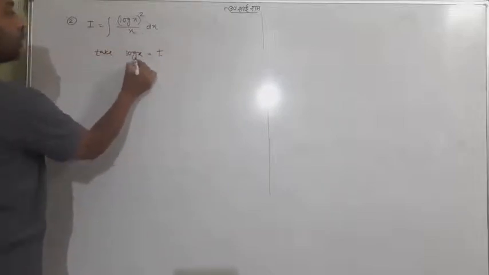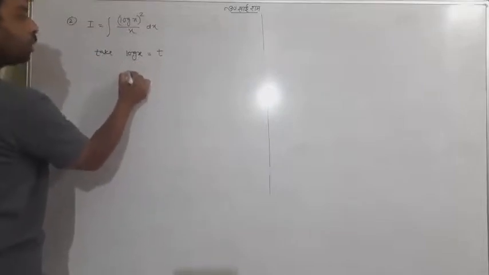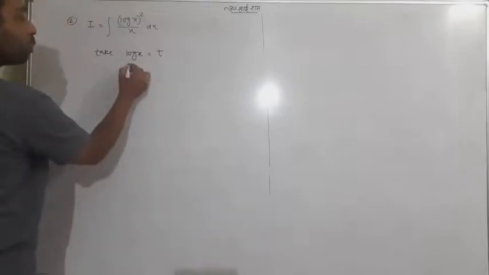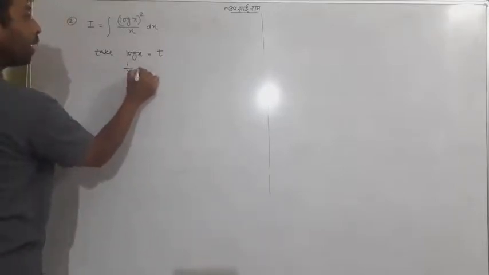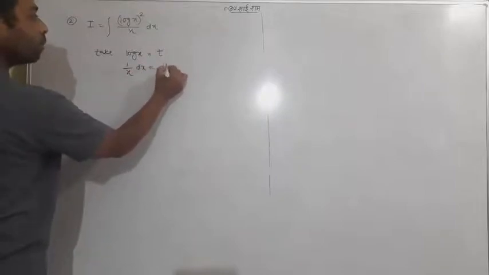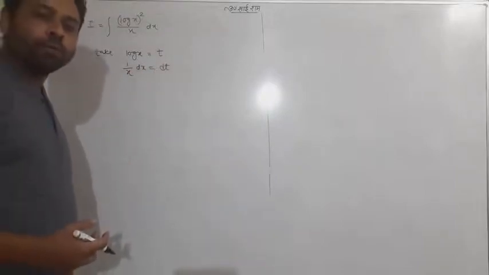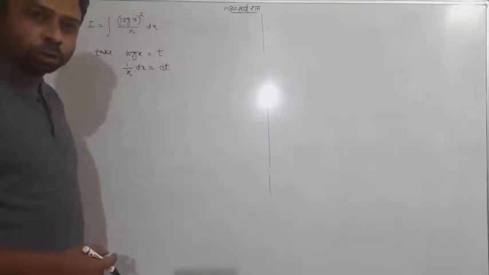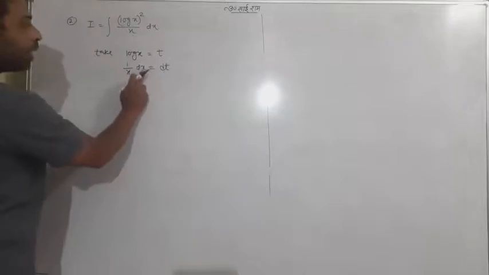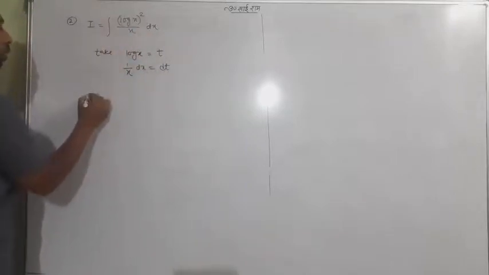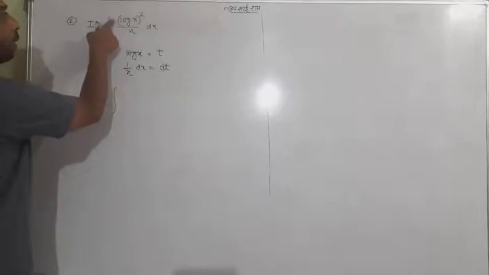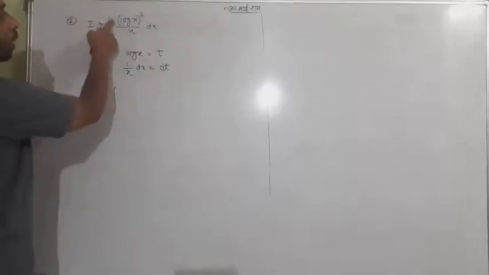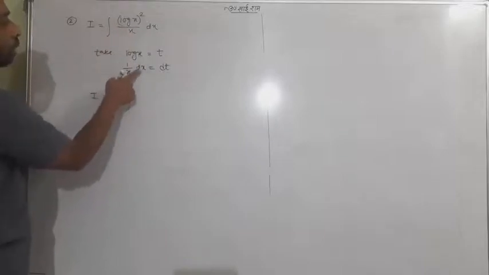Why? Because the differentiation of log x is 1 by x, and you know that we do differentiation with respect to x. In the short method, I write 1 by x dx is equal to dt. Please follow the previous videos if you have forgotten, and then you can understand what I taught you. Do differentiation, write dx equal to dt. Now can you see in the question we have 1 upon x dx, which equals dt.